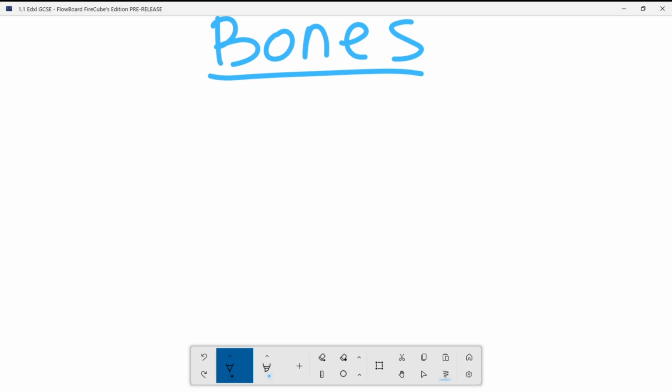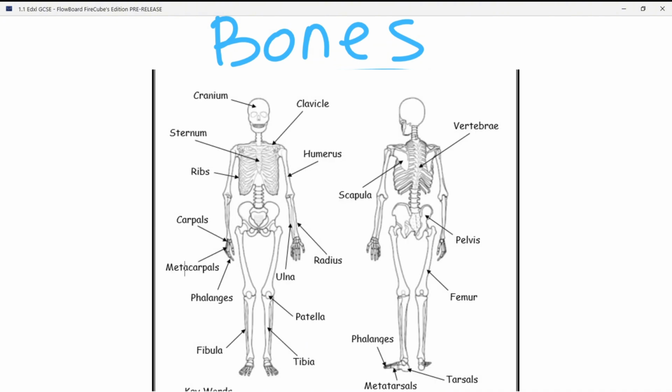Okay, now here's a diagram of all the bones you need to know for your exam. We're going to go from head to toe and we're going to classify each of them. So starting from your cranium, it obviously protects your brain and it's a flat bone. Now going down towards your shoulders, you have your clavicle, which is a long bone. You have your sternum in the middle of your chest, that's a flat bone. You have your rib cage made up of individual ribs, those are flat bones.